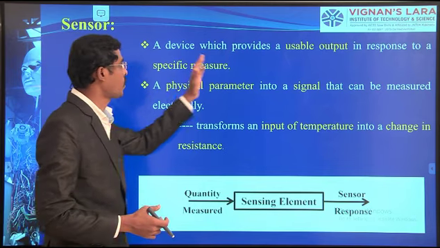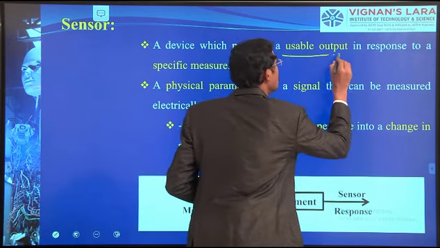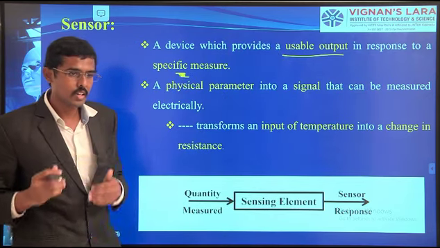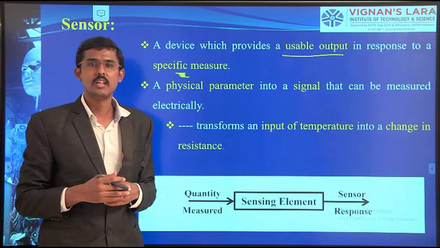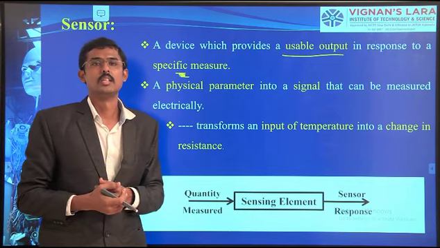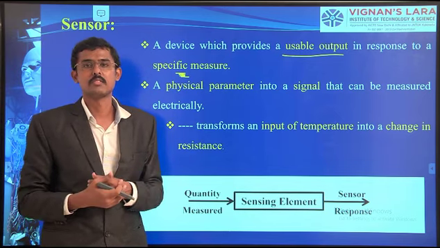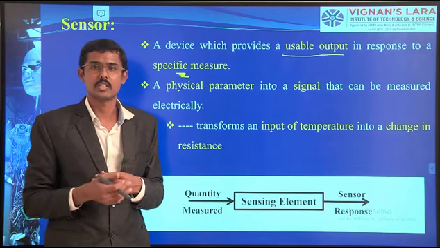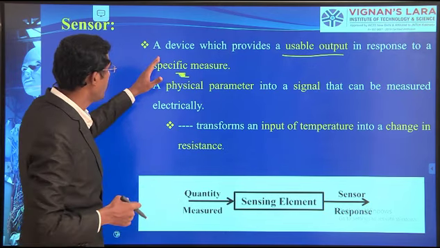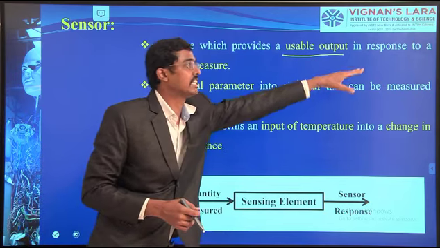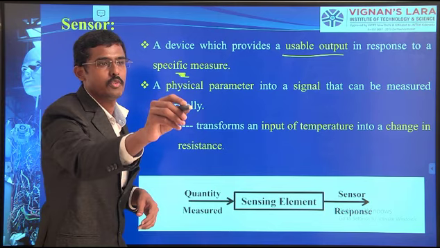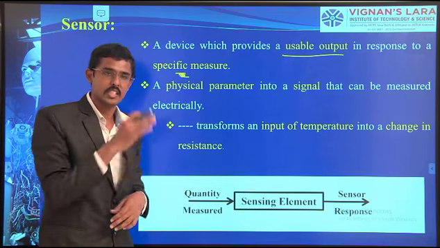You see, a sensor is a device which provides a usable output in response to a specific measure. So we are converting a physical element into an electrical usable form, which can be easily measured. The room temperature is to be measured first, the speed of the motor is to be measured first. There we need to use the sensor. What we are measuring as a temperature is to be converted into a useful form. There we need this element, the sensor.